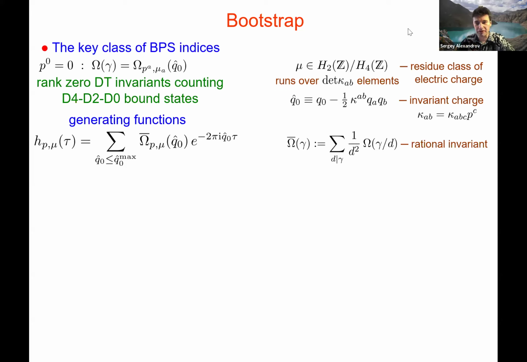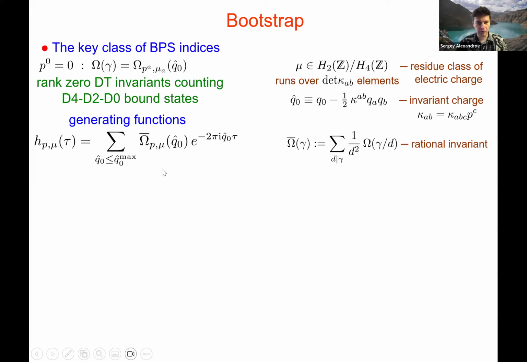There will be some remnant, which is called the residue class, and which lives in this factor group. Whereas the D2 brane charge could take any values, let's say integer values, this residue class takes only a finite number of values, namely this number is given by the determinant of a quadratic form, which is defined by the intersection numbers in the D4 brane charge. So in the end, our invariant depends on the D4 brane charge, this residue class, which takes a finite number of values, and the so-called invariant D0 brane charge, which stays invariant under the spectral flow.